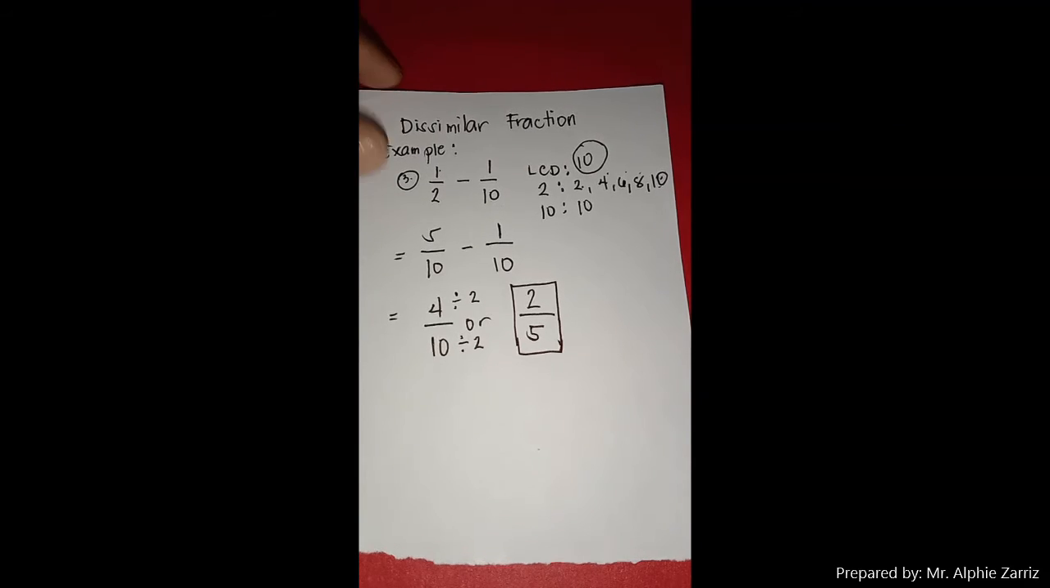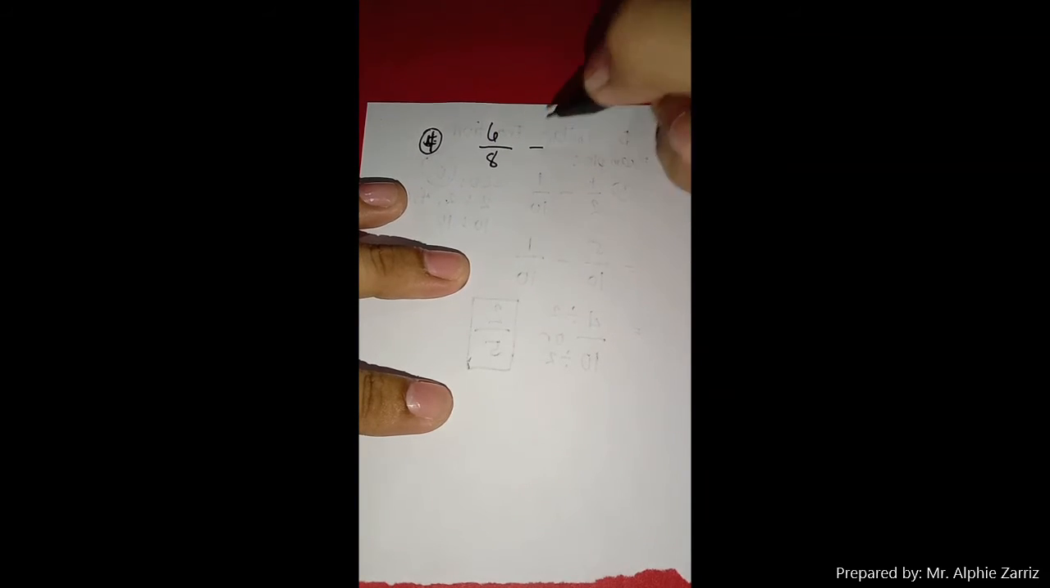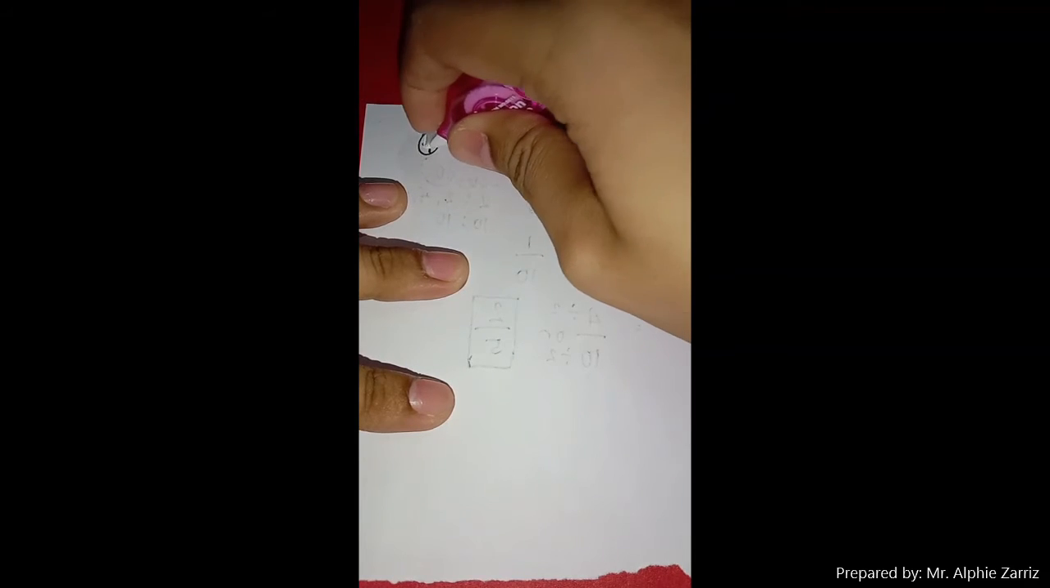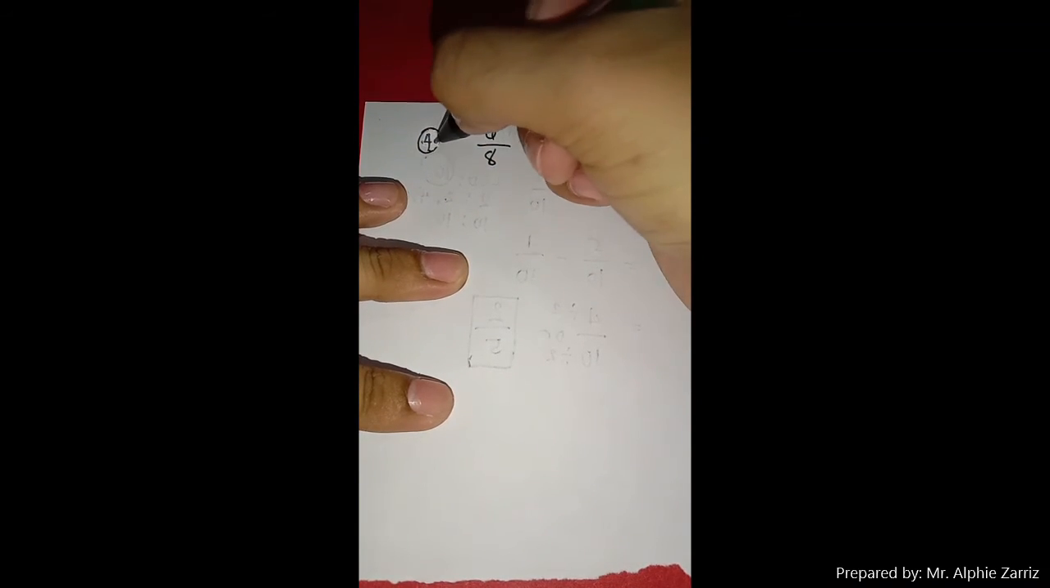Okay, so let's have another example. I will give another example. Example number 4. What if I have here 6/8 minus 1/4? Oh, I have a correction tape, so let's fix this. This is example number 4. The given is 6/8 minus 1/4.